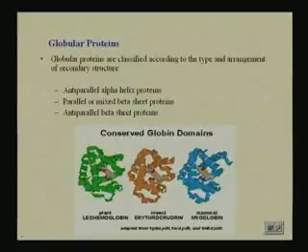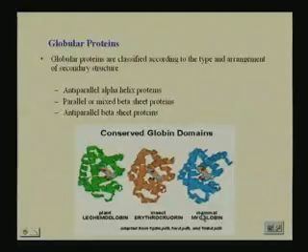Okay, so in this case you would have a largely alpha helical protein. When you're looking at a globular protein, what you're looking at essentially is the globular structure of the protein. Now, if you look at this case, these are all globins. They are all globulin proteins.